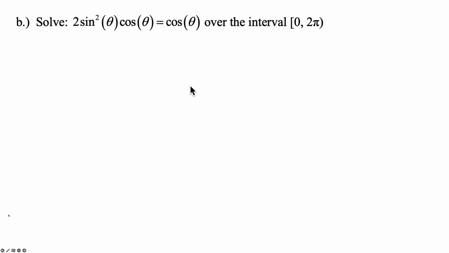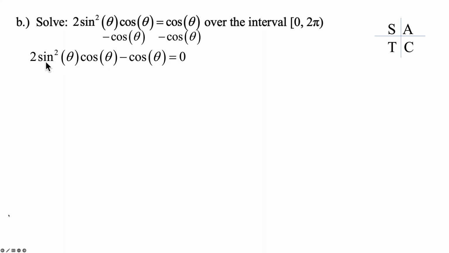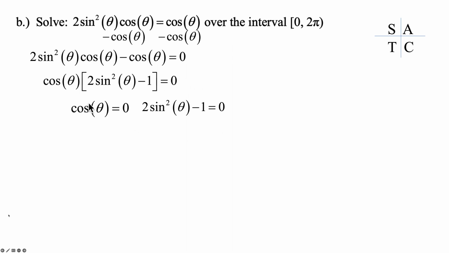Okay, next example, we have 2 sine squared theta cosine theta is equal to cosine theta. Again, subtract over the cosine theta, get it set equal to 0. I see 2 different trig functions, so again, I want to be prepared with my answers, since all students take calculus. Again, we have to factor out a cosine theta, which leaves us 2 sine squared theta minus 1. Each factor is now set equal to 0. Well, we already saw cosine theta equals 0 from the last one. That was 90 degrees and 270, but now we're putting them in radians. So pi over 2 and 3 pi over 2.